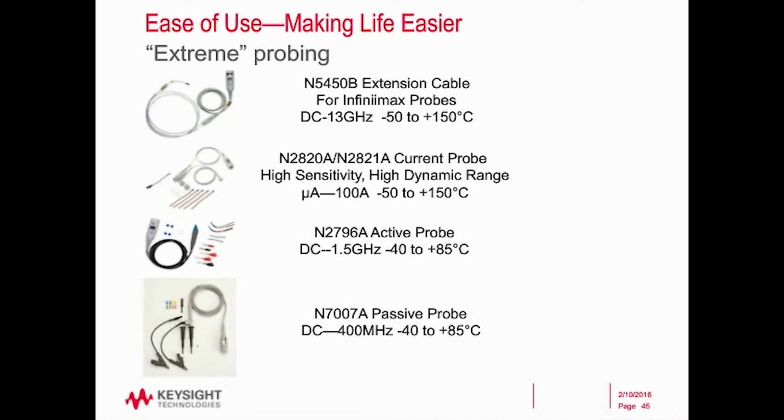And then the final example of this extreme probing would be our N7007A passive probe. It's a passive probe with bandwidth of 400 megahertz, and you can use it in the chamber from temperatures from -40 to +85. And again, it has a longer cable too, so you can stretch out from the chamber to the scope.